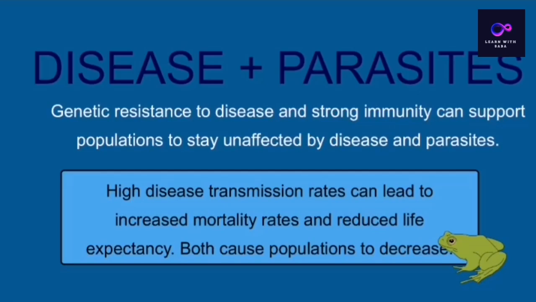When we discuss COVID, it created mass destruction and decline in the human population. The transmission rate of this disease was high in the beginning, and then the mortality rate increased and lives were lost in this pandemic, causing the human population to decrease in many countries.